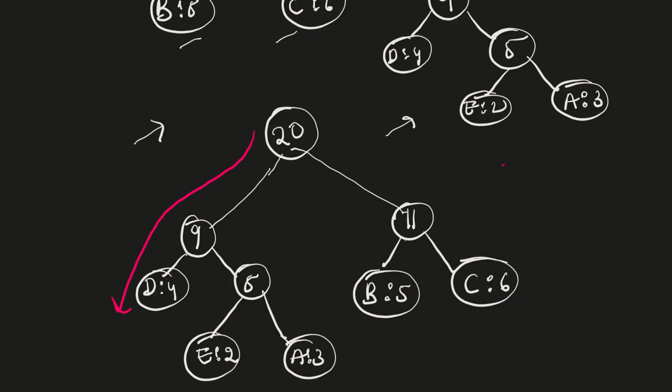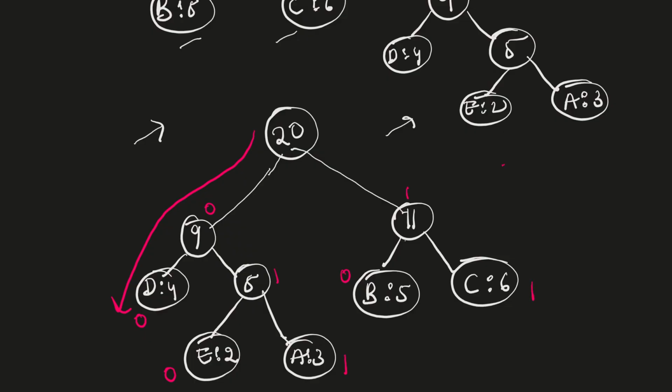So now since 9 is left of 20, it would get 0, 11 will get 1, and then D will get 0 because it is left of 9, and then 5 will get 1. Again when you come to E and A, E is left of 5, so it will get 0, A will get 1. Now B will get 0 because it is left of 11 and C will get 1.